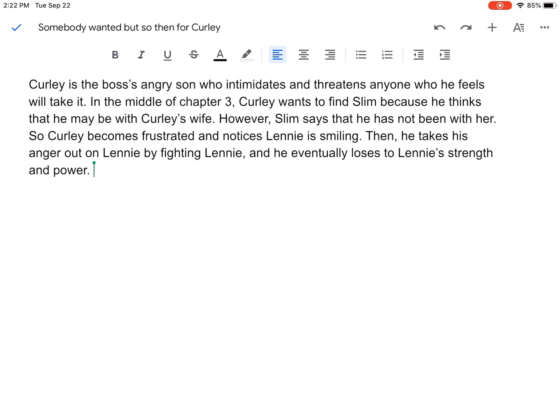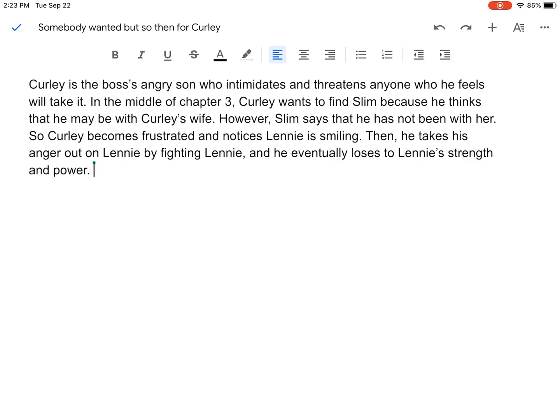But sentence. Let's identify the problem. However, Slim says that he has not been with her, so that's the problem that Curly has now. Now he doesn't know where his wife's been, and he's going to become frustrated. The so sentence. So what does Curly do about this? So Curly becomes frustrated and notices Lenny is smiling. And this is how it turns out for him. Then he takes his anger out on Lenny by fighting Lenny, and he eventually loses to Lenny's strength and power, emphasizing that theme of power there.